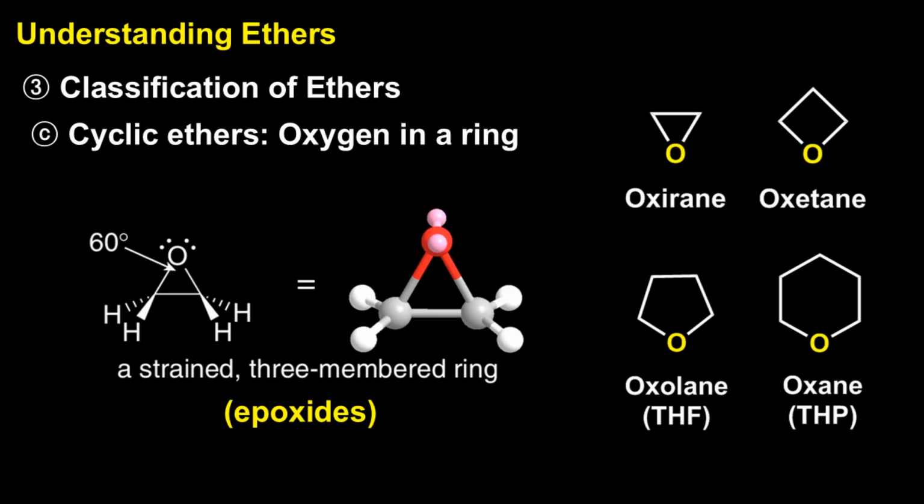Other cyclic ethers include oxetane, a 4-membered ring, oxolane or THF, which has 5 members, and oxane, also called THP, a 6-membered ring.